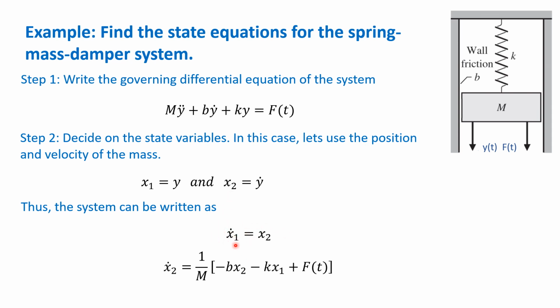So the first equation describing this is simply x1 dot equals y dot. Well, y dot is equal to x2. So here's our first equation. Our second equation is found by taking this equation and moving everything to the other side. So it would be minus b y dot, which is x2, minus k y plus f of t, and we divide through by m, or multiply by 1 over m. So, take this equation and see if you can convert it into this form.